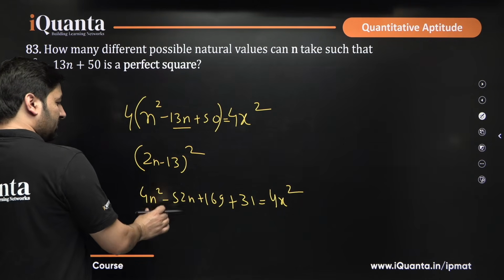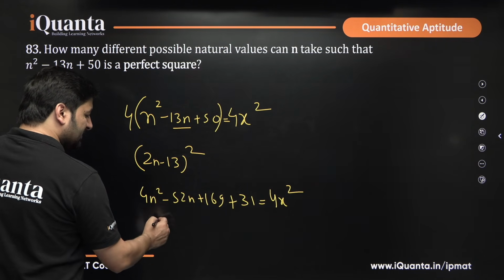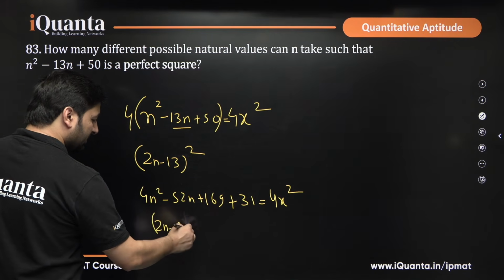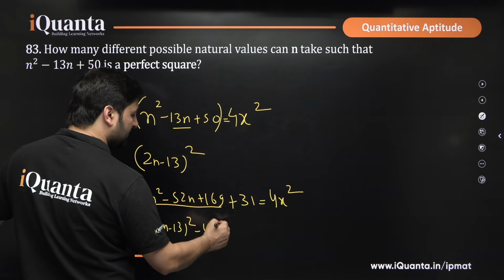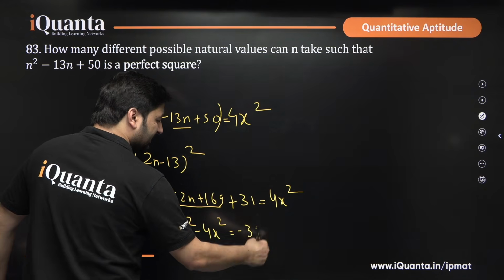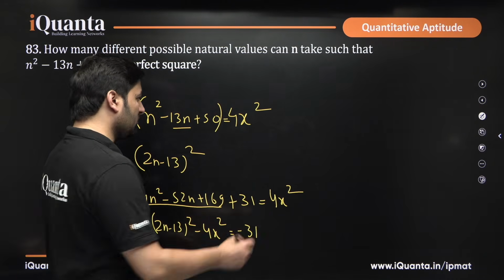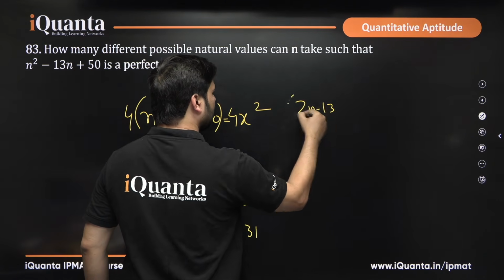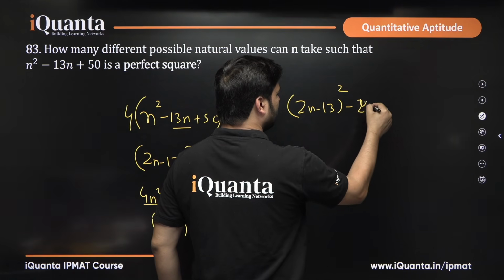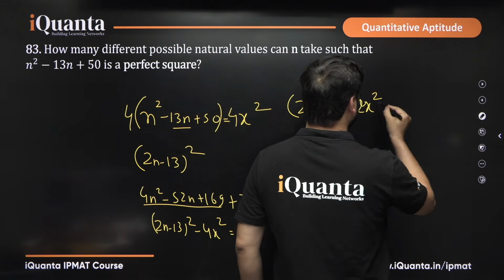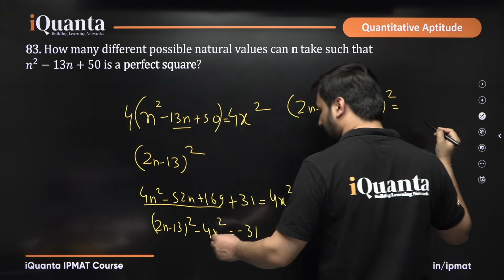What else should we do here? Now, can we say that this entire part is (2n minus 13) whole squared? Can this minus 4x square be brought here, and can this 31 be sent there and written as this, right? This is a square minus b square now. So, (2n minus 13) square, minus 4x square. Minus 4x square now can be written as (2x) whole square, yes or no? And that should be equal to minus 31.